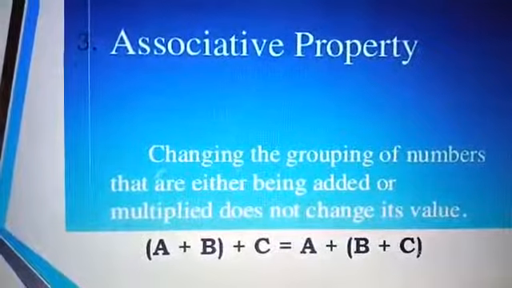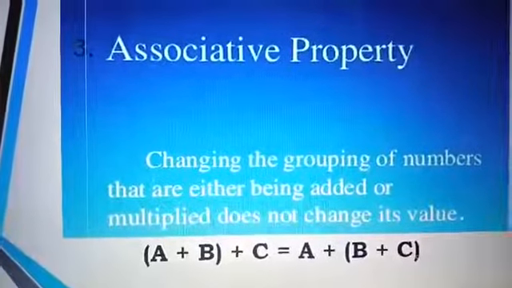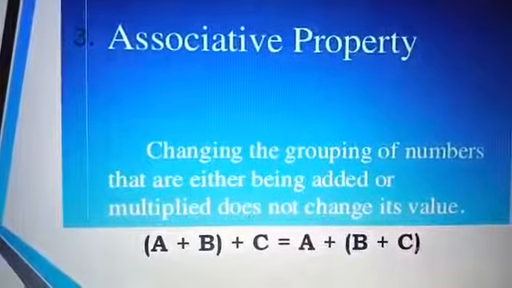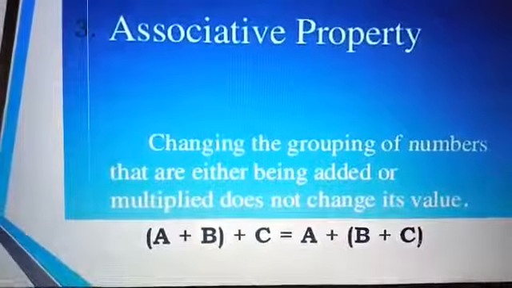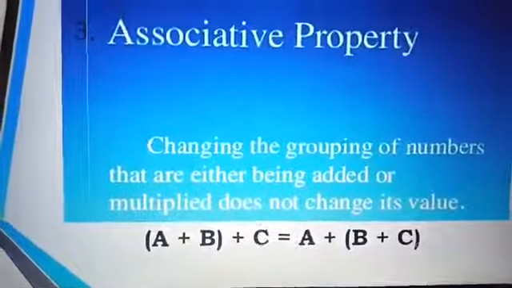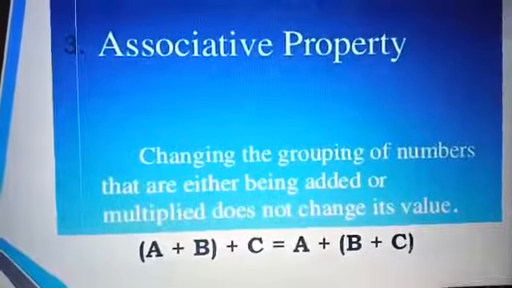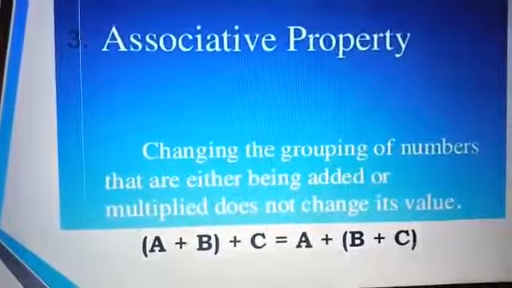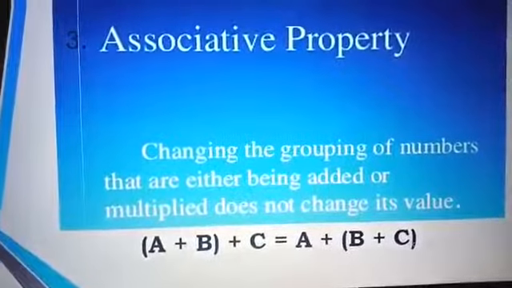First we add the first two integers, A plus B, then using that answer we add the C value. That is the left hand side. In the right hand side, first we add B plus C, and then along with the answer we add A. So here the grouping is changed, but the answer will not change. The value doesn't change. This is the associative property.